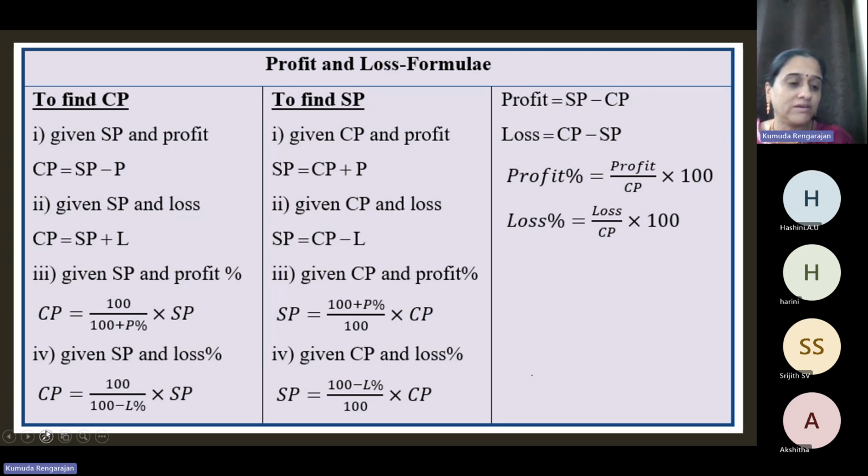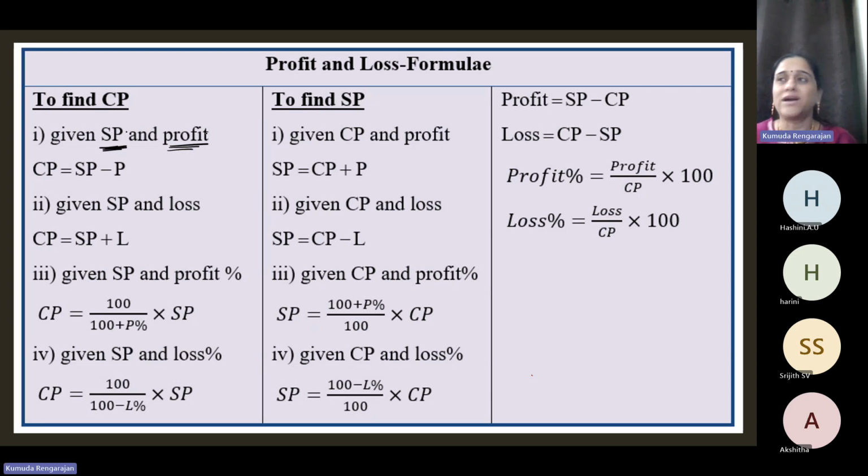So look at the formula here. Now we'll see how to remember them. Now, if in the question you're given the selling price and the profit, how do you connect CP, SP, and profit?